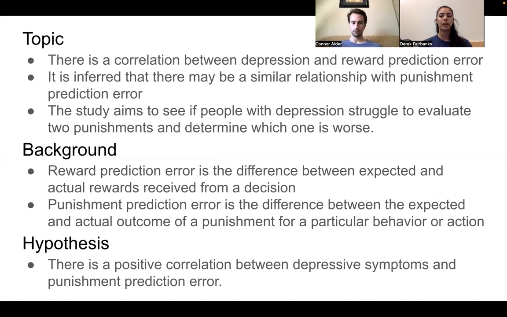Punishment prediction error is a term commonly used in the field of psychology and neuroscience to describe the brain's response when an individual's expectations about the consequences of their behavior are not met, resulting in the experience of a punishment that is greater or less than anticipated. And it is widely recognized that individuals with depression may experience difficulties with reward prediction, and that reward prediction plays a critical role in learning, performance, and decision making. So given the information that we've gathered, we hypothesize that there is a positive correlation between depressive symptoms and punishment prediction error.